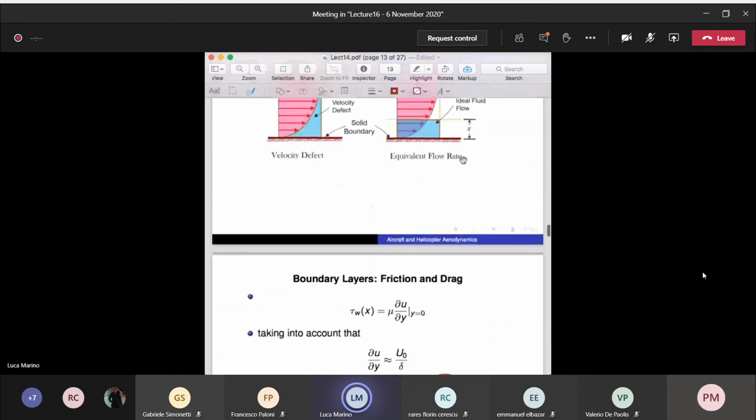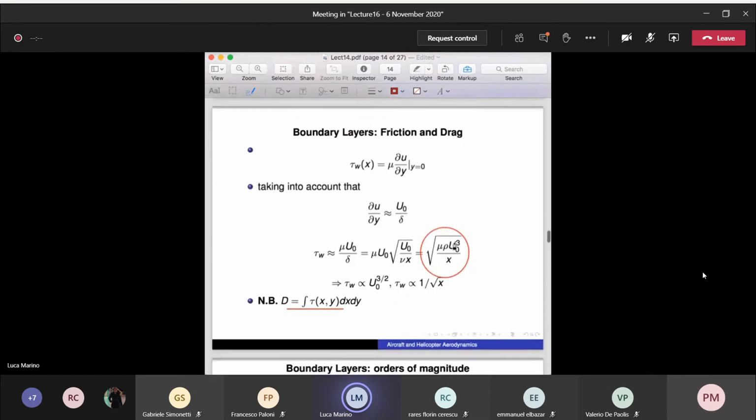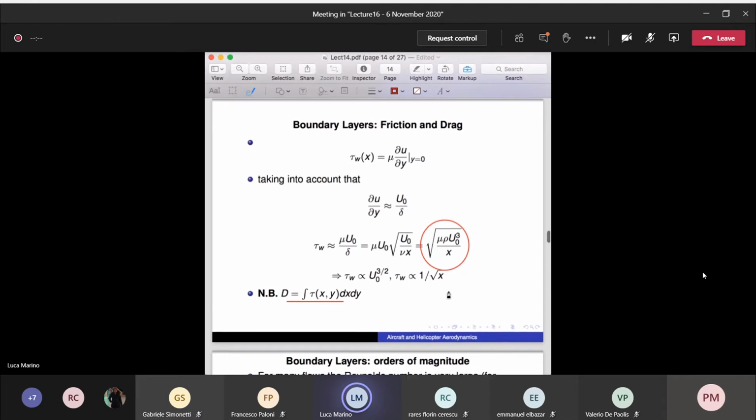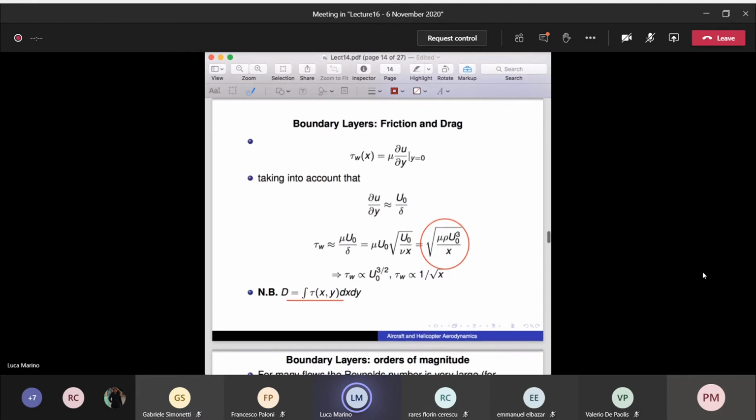Tau will be proportional to the square root of 1 over x. This means that, for example, if you have an airfoil, on the leading edge for x equal to 0, where you have the origin of the boundary layer, tau will be singular, will diverge, because it will be 1 over the square root of x. Is it clear up to now?